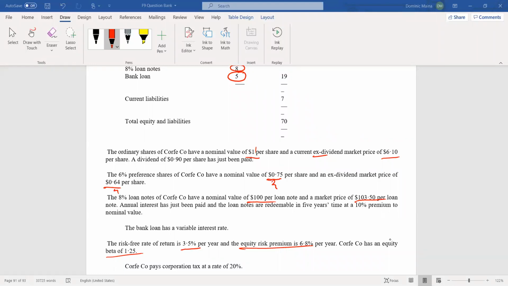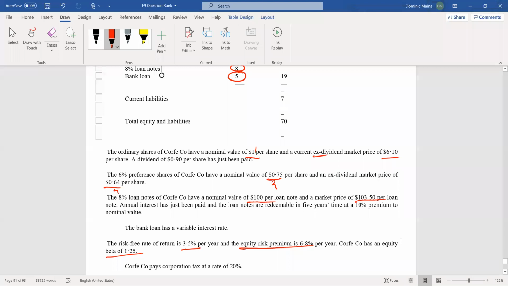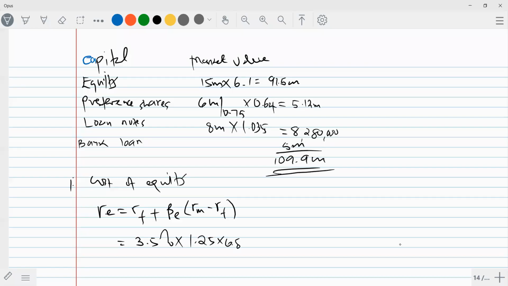So the cost of equity as per the capital asset pricing model is the risk-free rate plus the equity beta multiplied by the equity risk premium, RM minus RF. Risk-free is 3.5, equity beta 1.25, and the equity risk premium I was told is 6.8. Let me just check. Yes, 6.8. That gives the cost of equity.